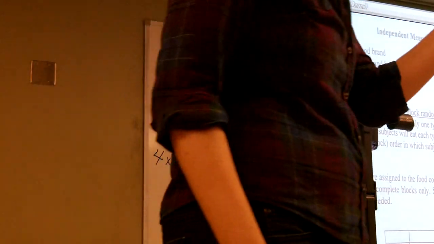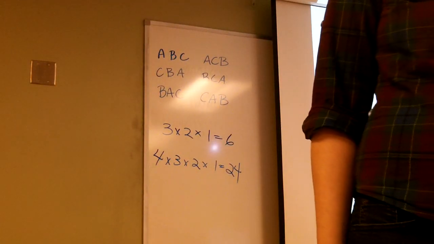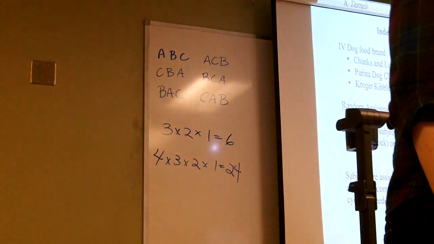So keep your number of conditions low, because the more conditions you add into a study, the more possible random orders there are and the more complicated it gets.